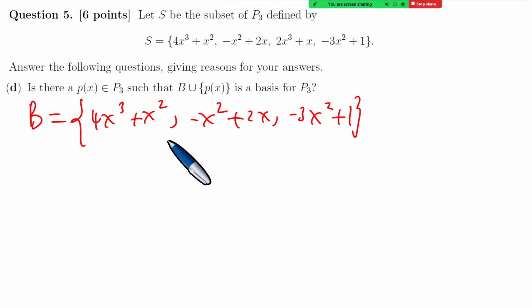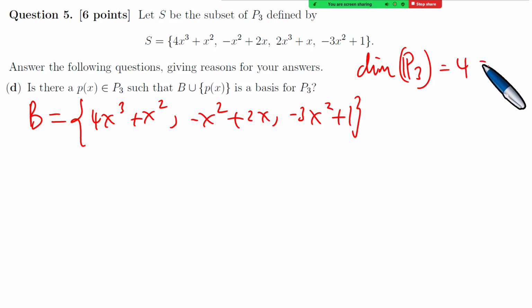It will be 3, because there are 3 vectors here. And what is the dimension of P3? It's 4, which is 3 plus 1.